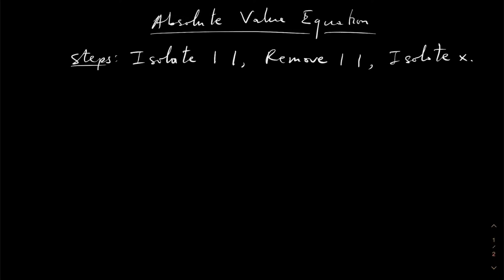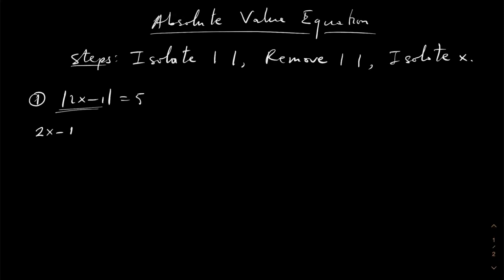First example that we're going to have is the absolute value of 2x minus 1 equals 5. And as you can see here, my absolute value term, absolute value of 2x minus 1, is already isolated on one side of the equation. So step 1 here is done. Step 2 would be to remove the absolute value sign by considering the negative and the positive sign of my equation.